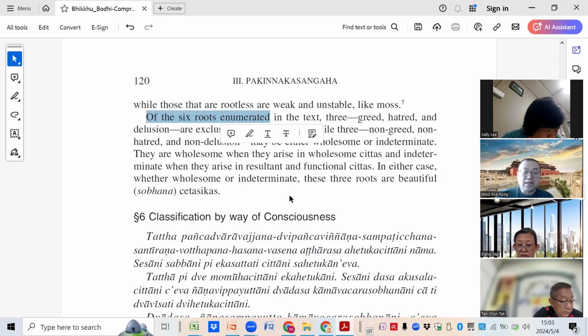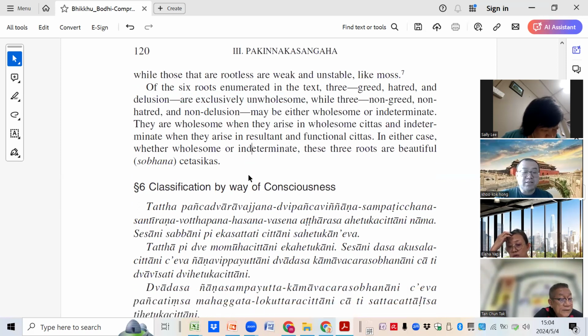Of the 6 roots enumerated in the text, 3, greed, hatred, and delusion, are exclusively unwholesome, while 3, non-greed, non-hatred, and non-delusion may be either wholesome or indeterminate. They are wholesome when they arise in wholesome citta, and indeterminate when they arise in resultant and functional citta. In either case, whether wholesome or indeterminate, these 3 roots are beautiful sobhana cetasika.